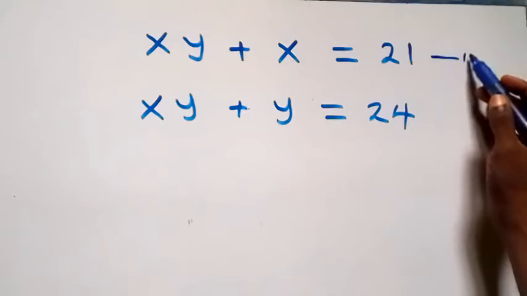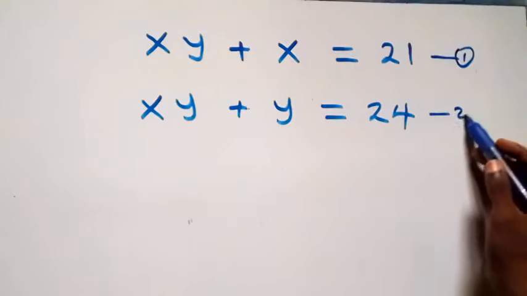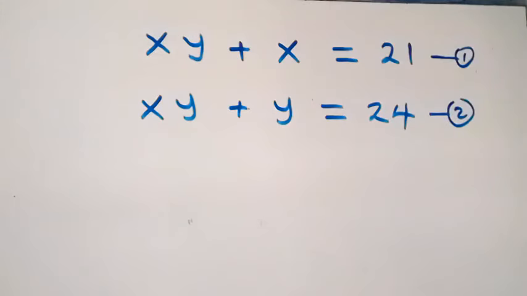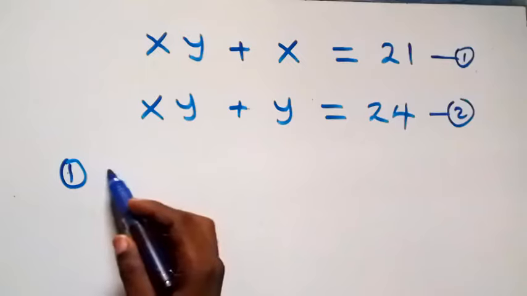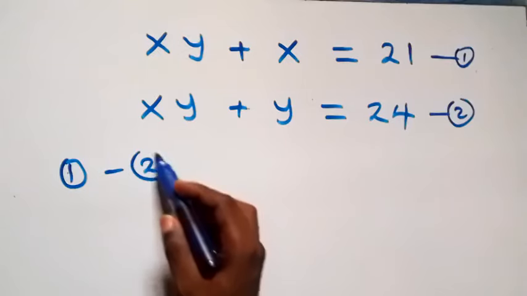Let's label this as equation 1 and here as equation 2. And from here, let's subtract equation 2 from equation 1. That is, we have equation 1 minus equation 2.